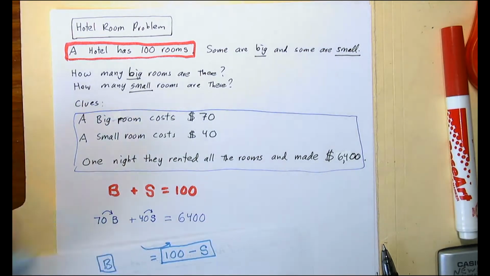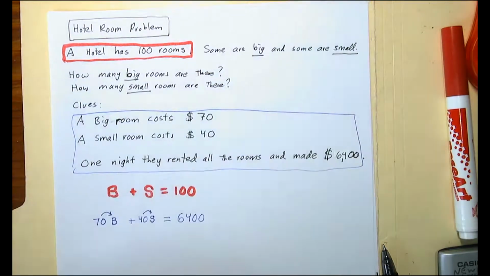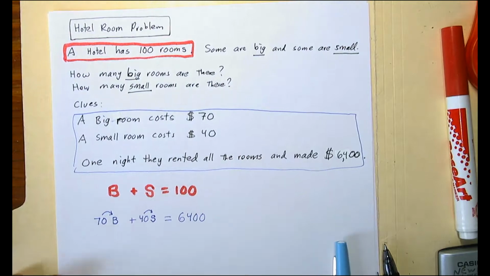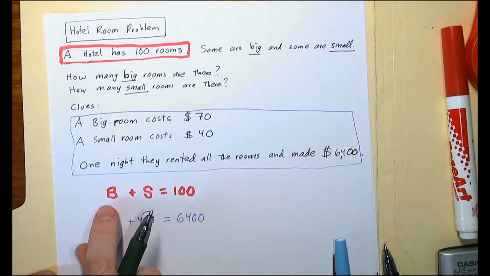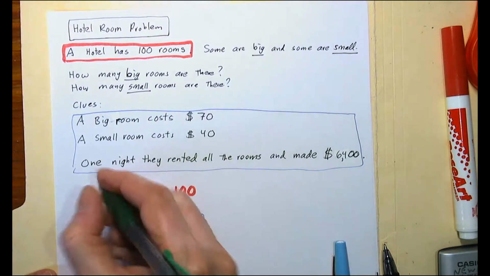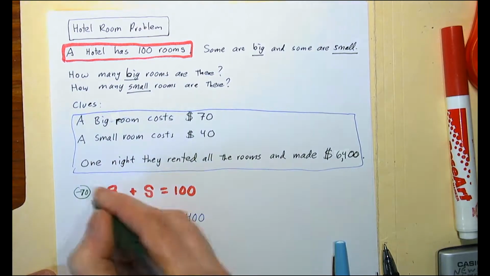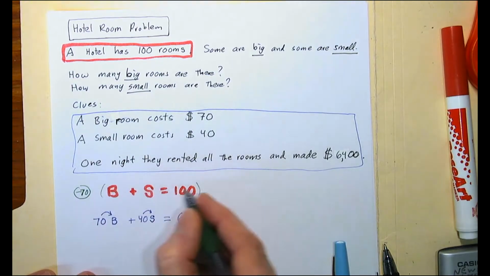That's pretty easy. But you know what? I'm in the elimination mood today. I'm going to eliminate. But that totally works. But you know what? Let's times this by negative 70. Or maybe let's times this by negative 40. Oh, I'll just times this one by negative 70. My choice, right? So don't forget to times everybody.